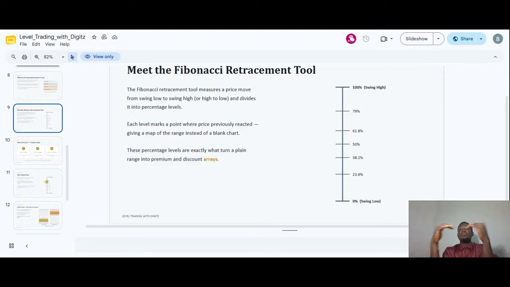So 50% is the equilibrium that we all know. Then 61.8% is a premium. 79% is another premium. Then the 100%, of course, it's premium, right? Anything above 50% is what? Premium. Anything below 50% is discount.